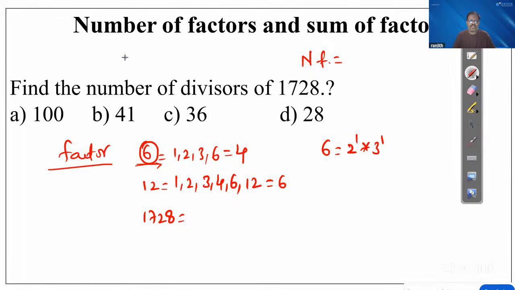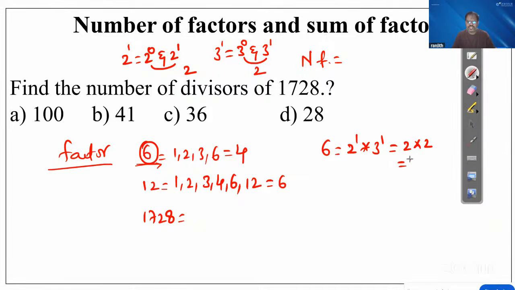2 power 1 can be written as 2 power 0 as well as 2 power 1. So the number of factors will be equal to 2. Here 3 power 1 can be written as 3 power 0 as well as 3 power 1. So here also the number of factors will be equal to 2. So the answer will be 2 into 2, which is nothing but 4.